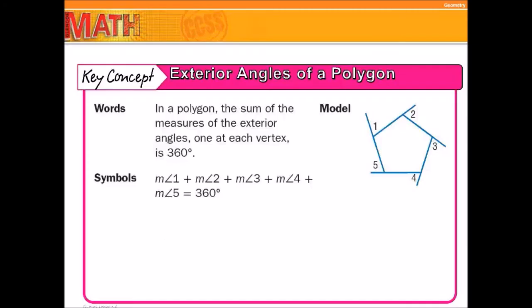Now we're going to talk about the exterior angles of a polygon. I'm on the bottom of page 399 in your workbook. In a polygon, the sum of the measures of the exterior angles, 1 at each vertex, is 360 degrees. Please take a moment to look at the model in your workbook or on the screen.